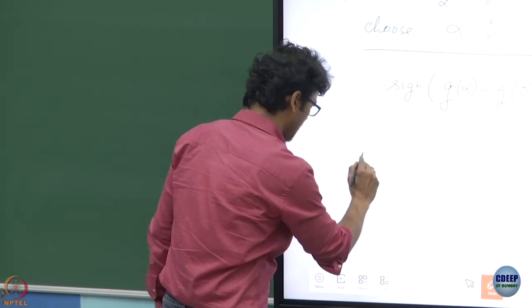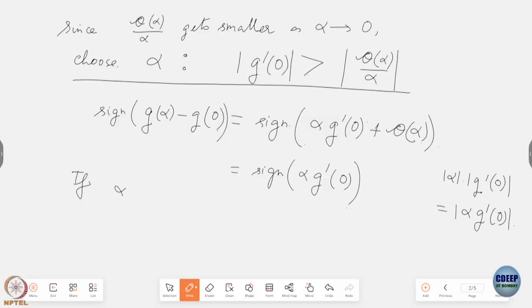So now, if alpha and G prime 0 have opposite signs, what happens? Then what is the consequence? This is going to be a, why positive? Positive can only happen if they have the same signs, no? Plus and plus, minus and minus. If they have opposite signs, one of them definitely has plus, the other definitely has minus. So their product is a negative number. If the product is a negative number, then this object is minus 1. So is this object.